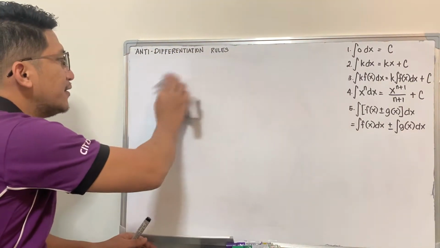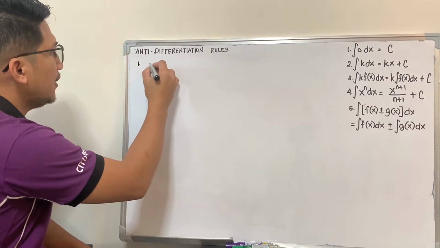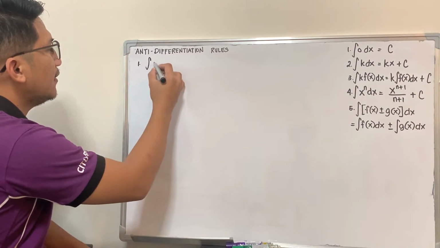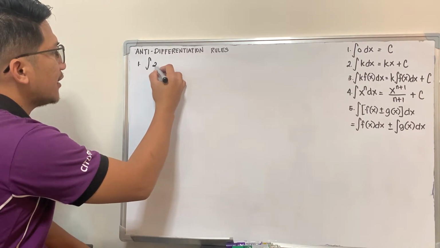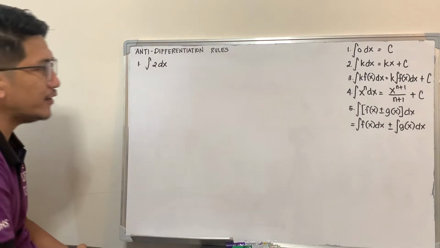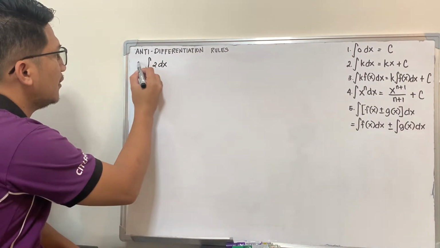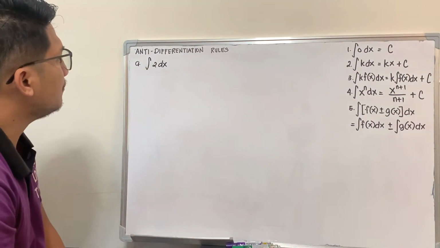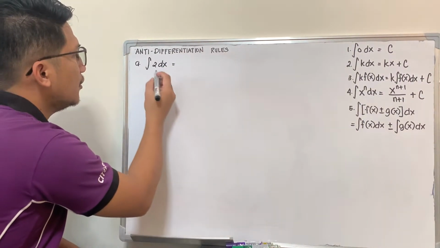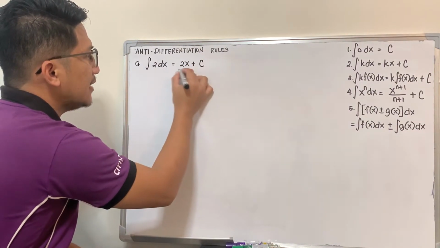Okay, so let's have examples. Number 1, what if you are to find the integral of, let's say, 2 dx. Since it is 2 dx, rule number 2 is applicable. So example letter A, the integral of 2 dx, of course, you'll just follow rule number 2. So you will have 2x plus c, and that's it.